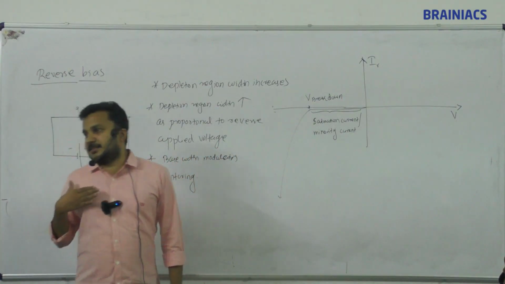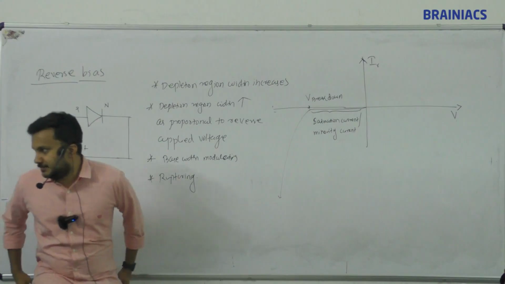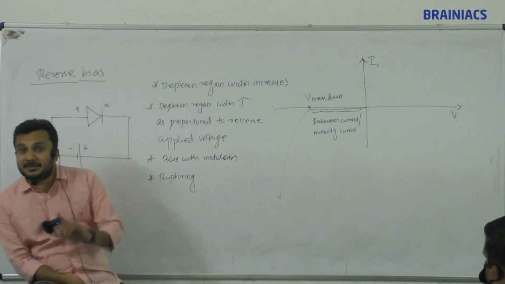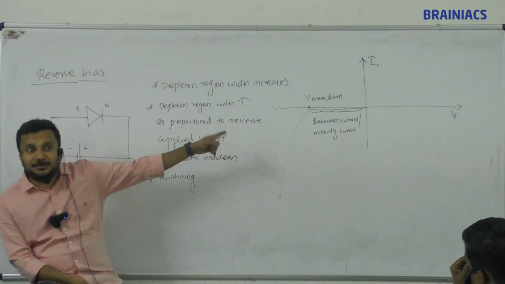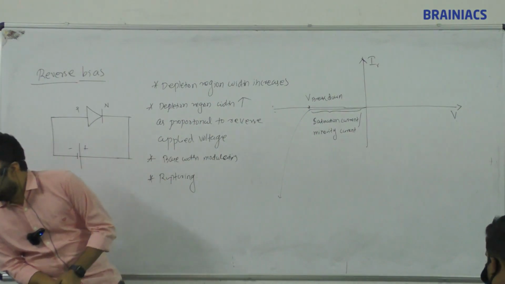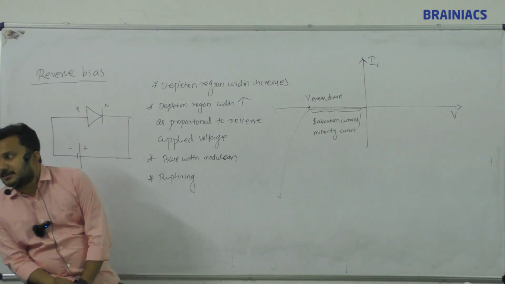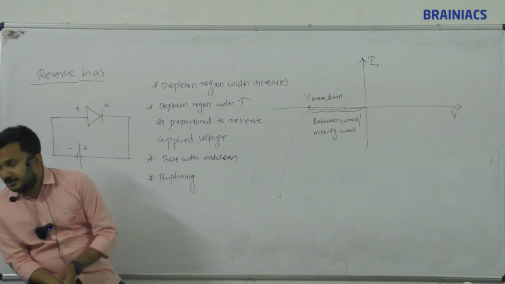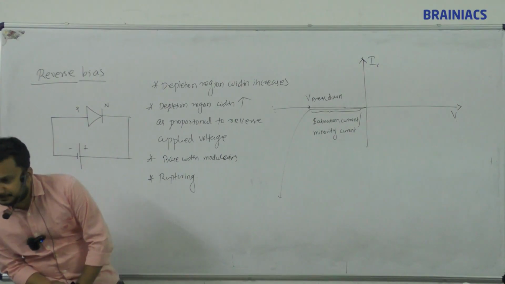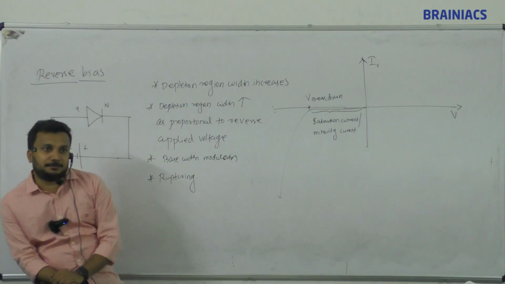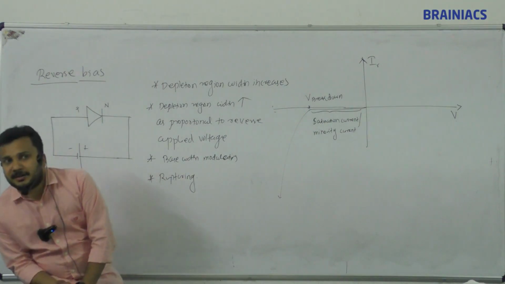Reverse resistance is how much, Dharani? Reverse resistance is how much for an ideal diode? Reverse resistance is infinite. For an ideal diode, the reverse resistance is infinite. Highest value is infinite.